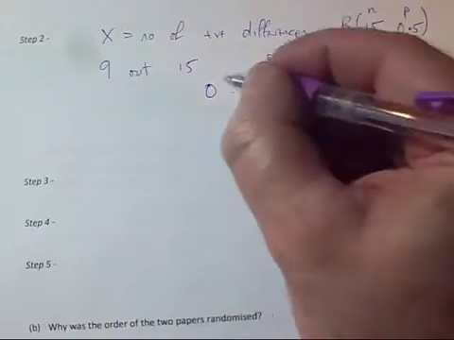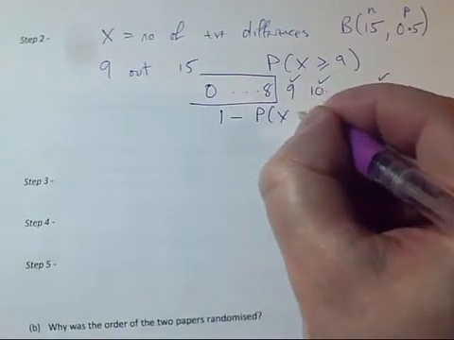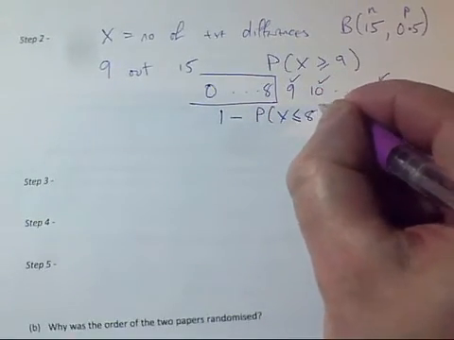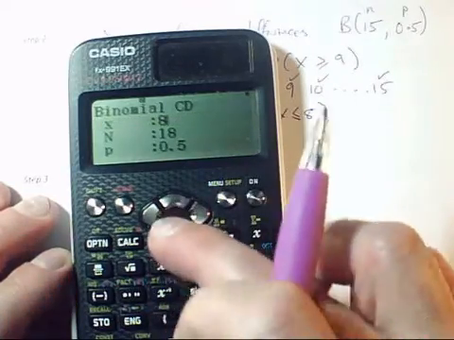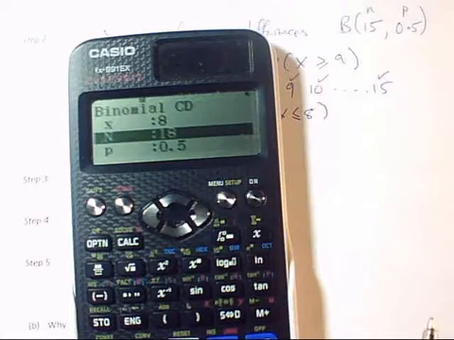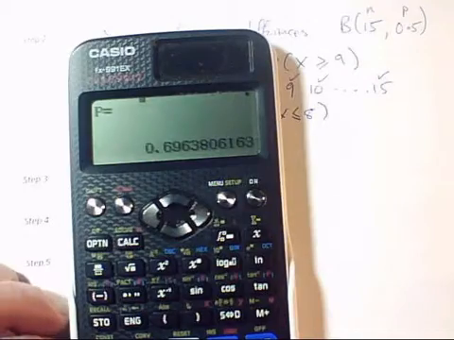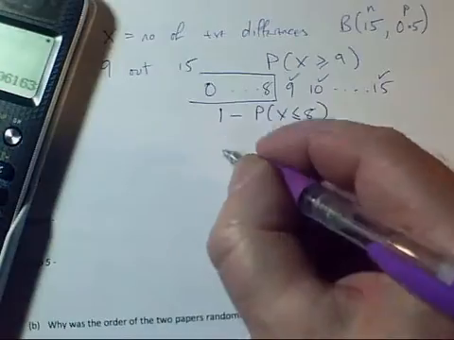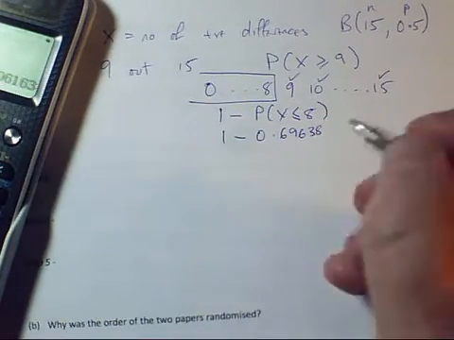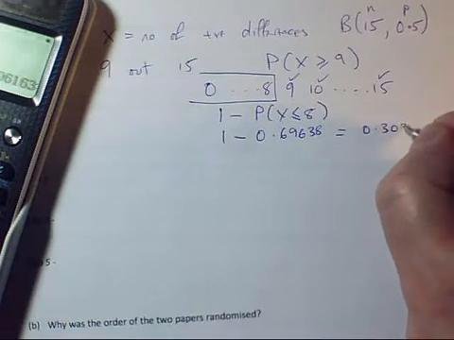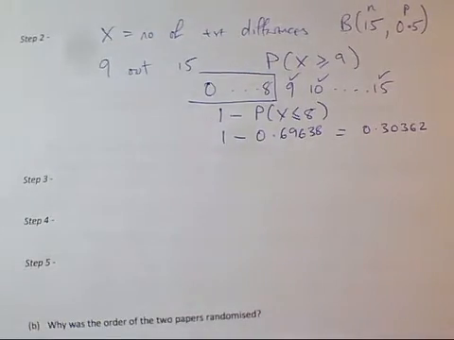Alright, but my calculator will only look up the probability of 8 and below, so I need to do 1 minus the probability that X is less than or equal to 8. So on my calculator in binomial CD, I'm interested in an X value of 8, and this one had an N of 15, and the probability is 0.5, giving me a probability of 0.69638. So 1 minus 0.69638 is 0.30362. Okay, so that's my, if you like, my test statistic.